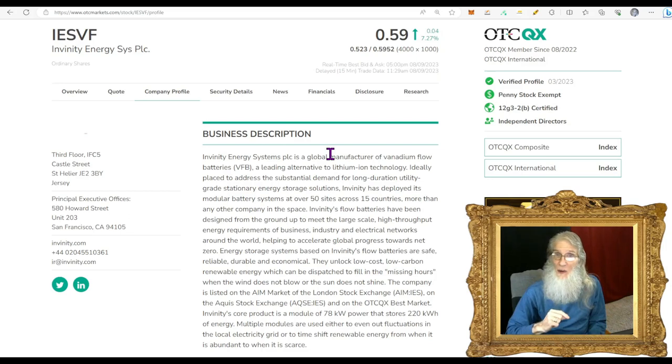Our next penny stock comes from the OTC market, but the best tier, the QX. This is the most trustworthy tier on the OTC because it's the most transparent. You virtually get as much information from the companies on the QX as you'd get from one on the major exchange. This is IESVF, Invinity Energy Systems.